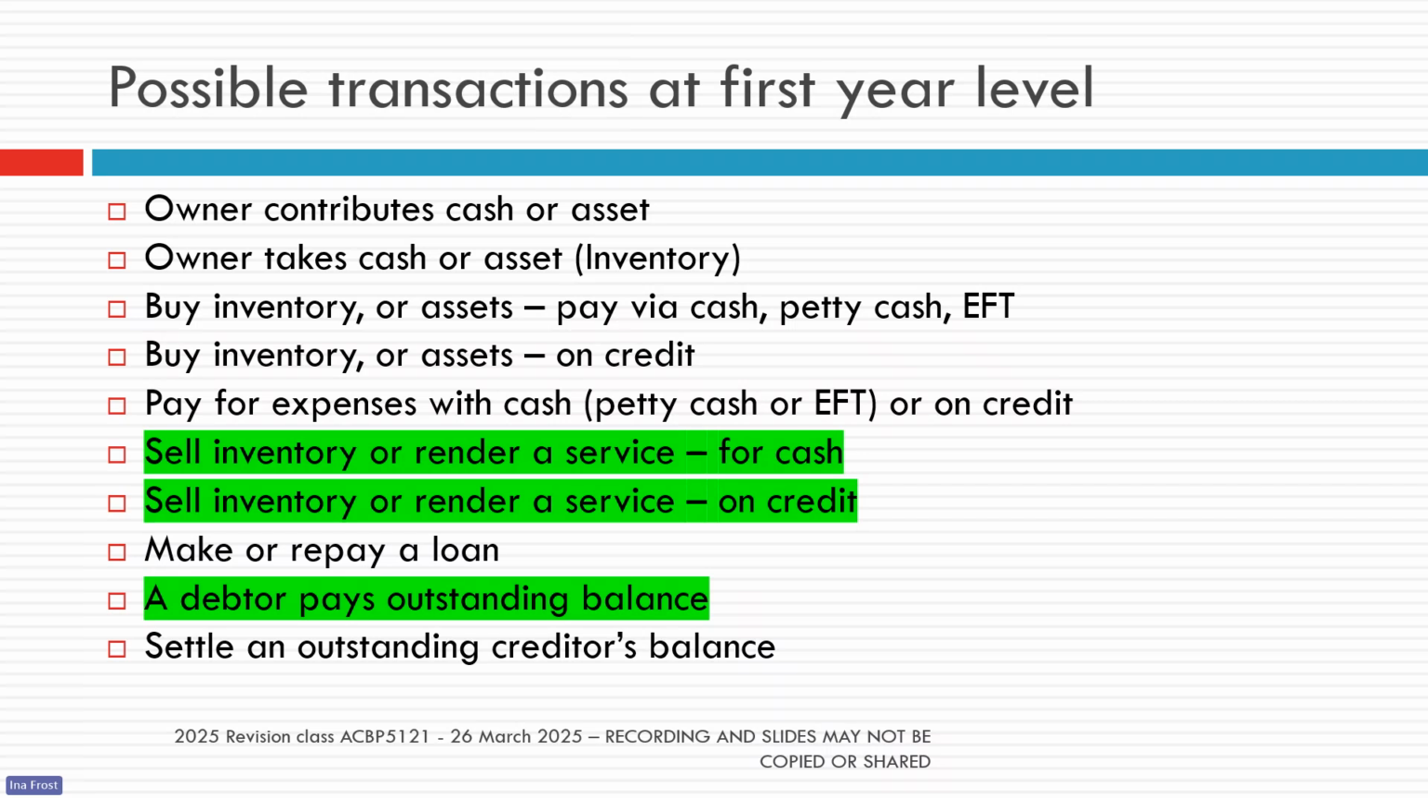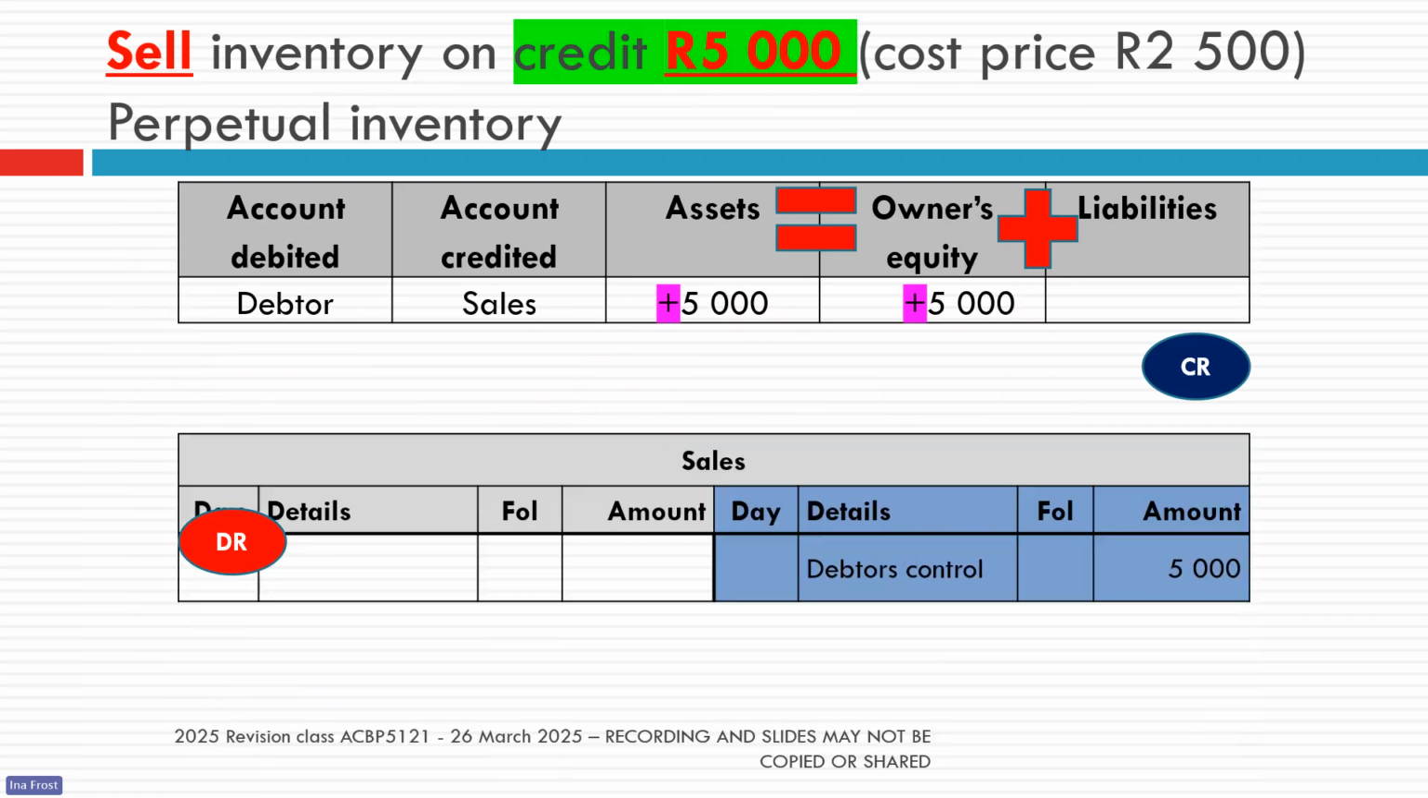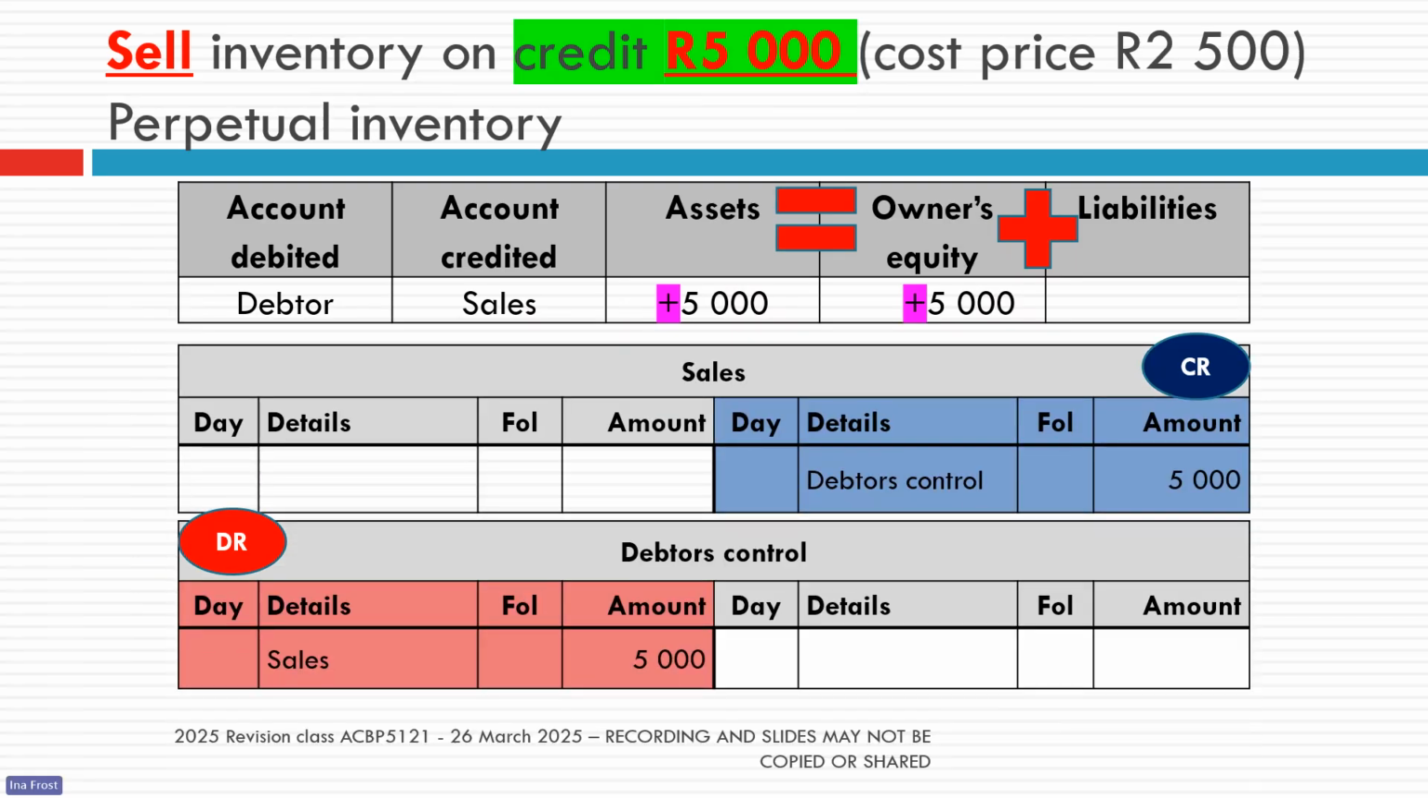Okay, so we're going to look at our sales. We're going to sell for cash, we're going to sell on credit, and our debtor is going to come and pay us. The first one here, I'm selling on credit. If I analyze that transaction and I'm looking for my two account names, if I sell, it must be sales. And if I'm selling on credit, it means I have to have a debtor, or, as was correctly pointed out earlier, debtors control, or you can say a trade receivable.